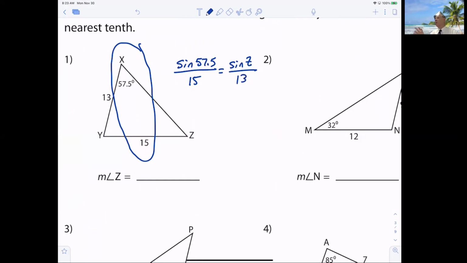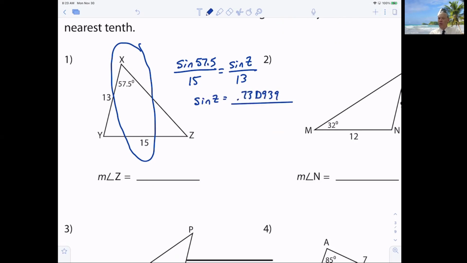Now here there's just one extra step. When we cross multiply and divide, I want sine of Z equal to 13 sine 57.5 divided by 15. I want the numbers there, please. Someone tell me. Just read them out. 0.731. Keep going. 0.730939.